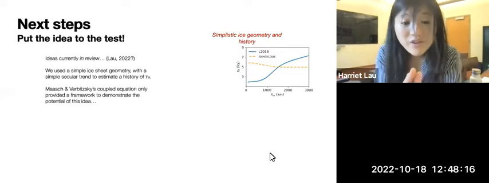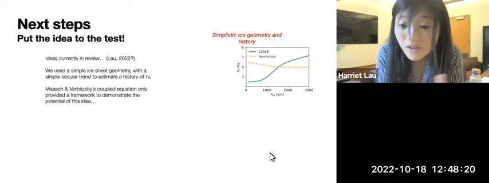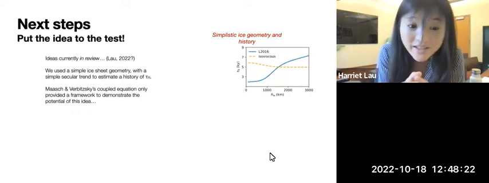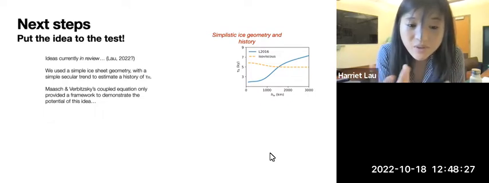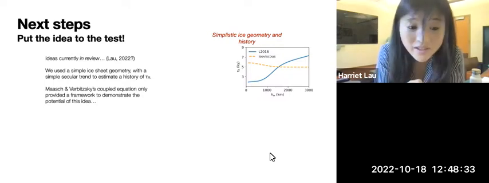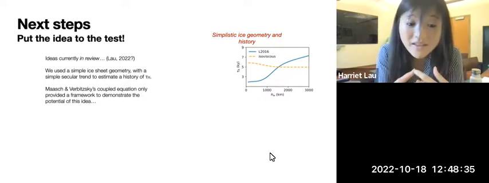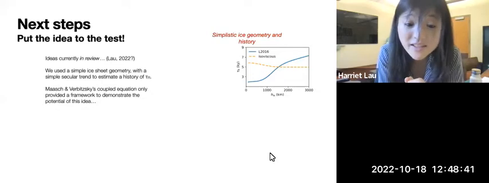And so hopefully I've convinced you that at least the variation of relaxation timescale is worth a closer look within the context of Pleistocene ice ages. And so the next step is to really put this to the test. We've only used simple ice sheet geometries with a very simple secular trend, and we embedded this in Marsh and Verbitsky's coupled equations, mainly just to demonstrate the feasibility of this idea.